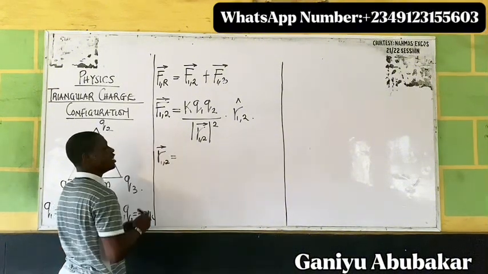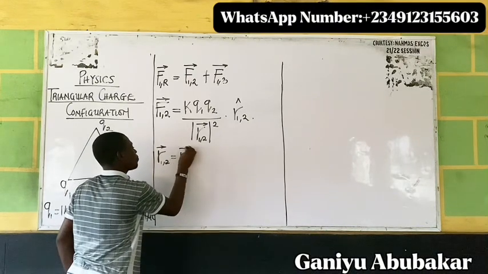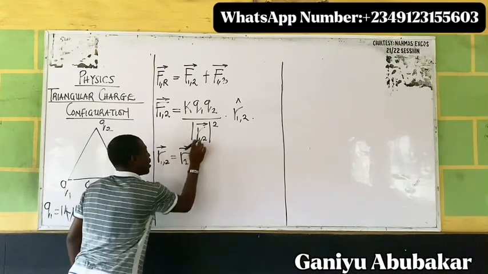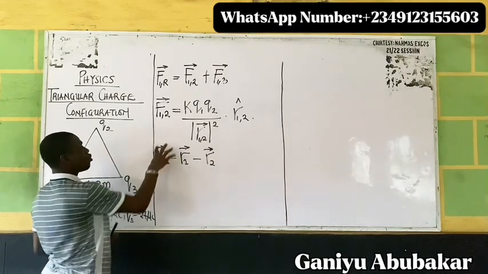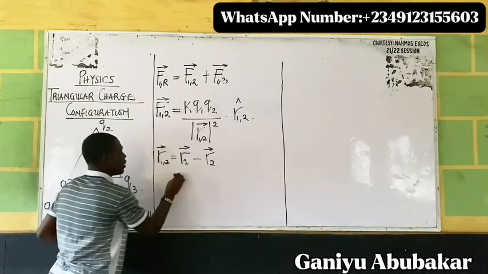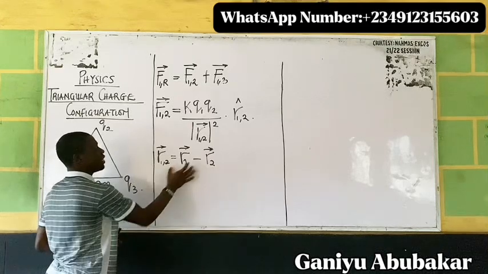R12 is equal to the difference between R1 minus R2. So that's R12. R12 is R1 minus R2. Now we know that R signifies distance.